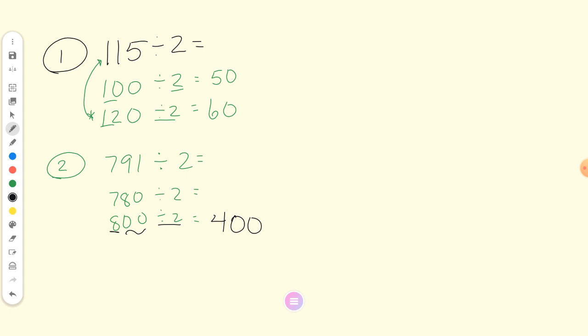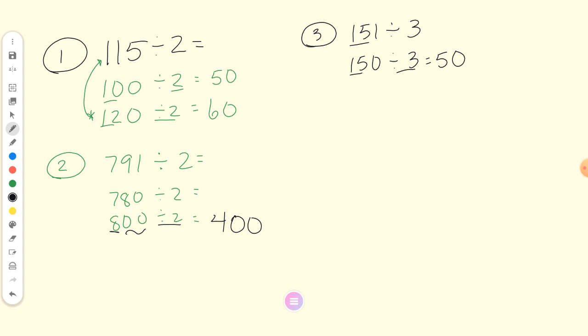Audrey, number 3. 151 divided by 3. What did you round the problem to? 150. Why did most people probably round it to 150? Yeah, because when you're looking at multiples and you underline the first 2 numbers, 15 is a multiple of 3, so we could just change it to 150. So 15 divided by 3 is 5, and we add our 0 behind it.